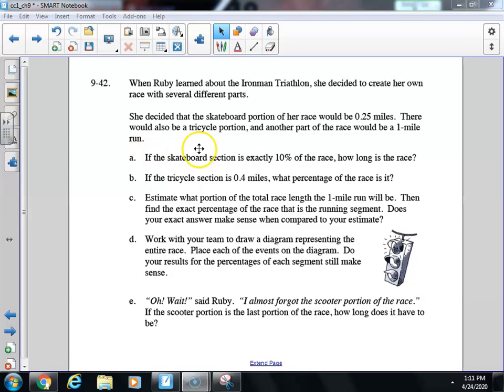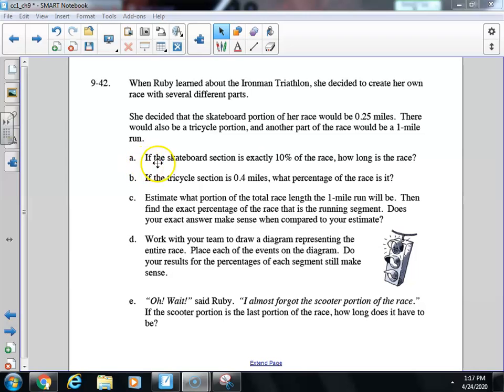Letter A, if the skateboard section is exactly 10% of the race, how long is the race? Letter B, if the tricycle section is 4/10 of a mile, what percentage of the race is it? So pause the video. We've got to find out how long the race is and what percentage of the race the tricycle section is.